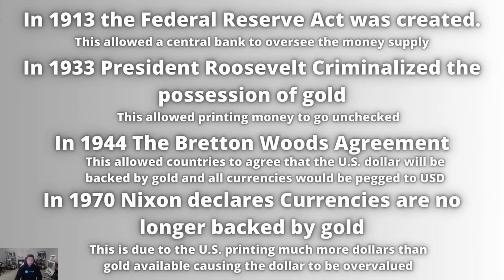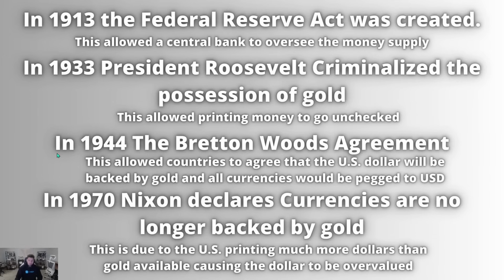Well, to start, in 1913, the Federal Reserve Act was created. This allowed a central bank to oversee the money supply. In 1933, President Roosevelt criminalized the possession of gold. This allowed printing money to go completely unchecked. In 1944, the Bretton Woods Agreement was established, and this allowed countries to agree that the US dollar will be backed by gold and all currencies will be pegged to the US dollar.